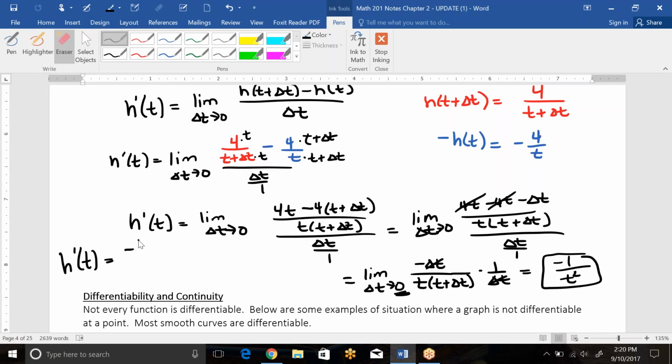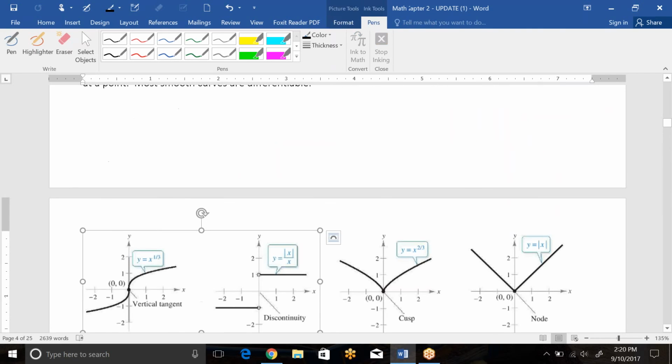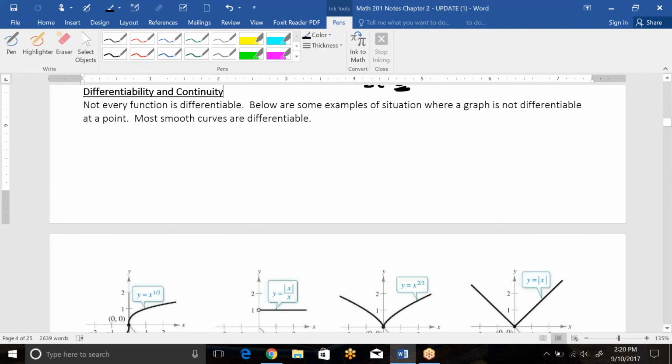Now there's just one more thing to talk about on this video, and it's right here below this. It's about differentiability and continuity, because remember continuity was that you could draw the entire function without lifting your pencil, so no gaps or holes or asymptotes. So not every function is differentiable. Below are some examples of a situation where a graph is not differentiable at a point. So there's actually a point that causes us trouble.